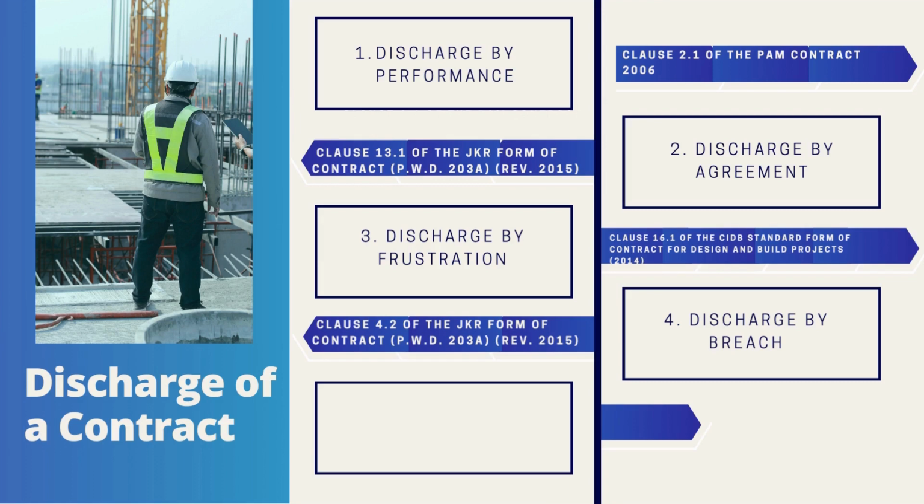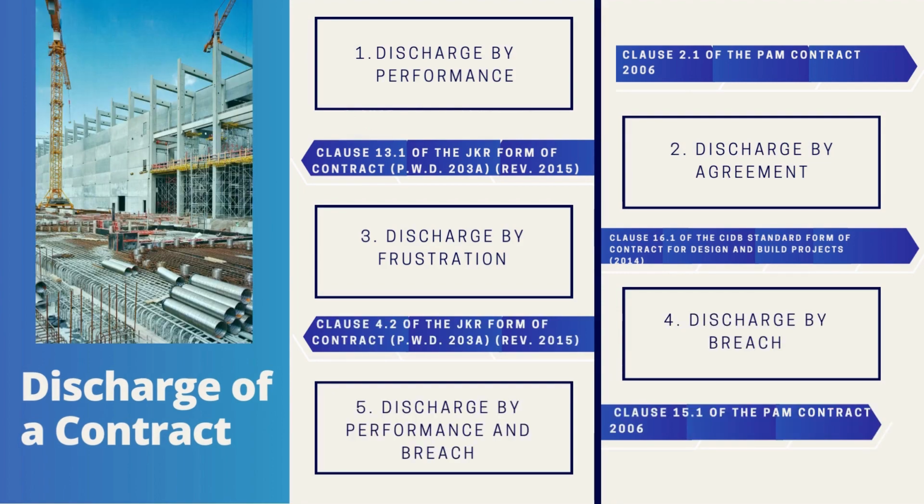If the contractor fails to ensure the quality of the materials and workmanship, then the contract is discharged by breach. Discharge by performance and breach occurs when one party performs their contractual obligations but also breaches the contract in some way. In the construction industry, this may occur when the contractor completes the project but uses substandard materials, which breach the contract. For example, Clause 15.1 of the PAM Contract 2006 states that the contractor shall not be liable for any loss or damage suffered by the employer as a result of any act or omission of the architect.